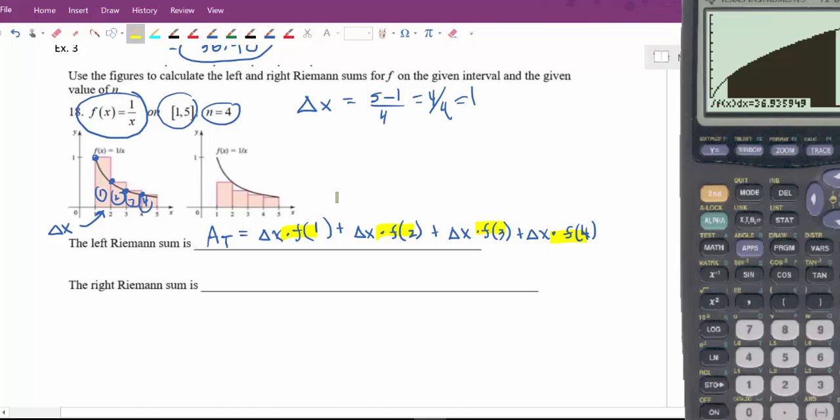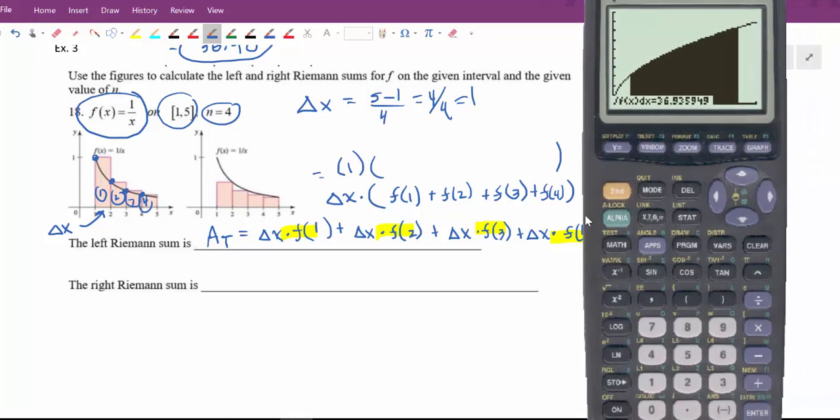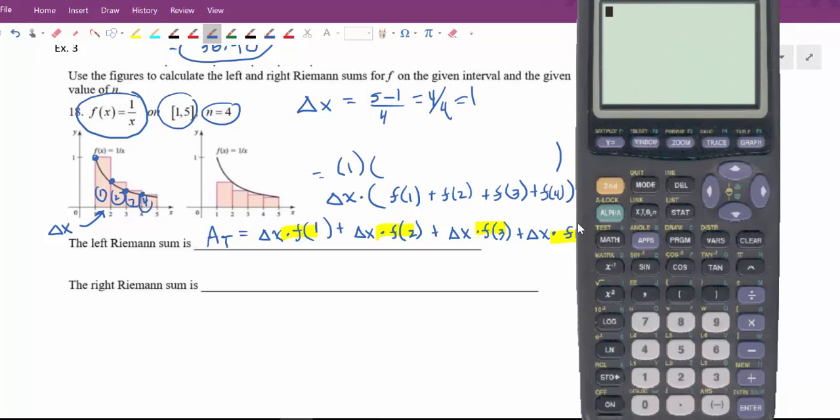Now one thing you can learn to do on this is factor delta x out. I do want you to do that. Write this as delta x times f of 1 plus f of 2 plus f of 3 plus f of 4. Now we're going to go to the calculator to get the rest of this. We said delta x was 1. Don't waste your time on the rest of this; let's just do decimals. So in working this out, put 1 over x in your calculator.